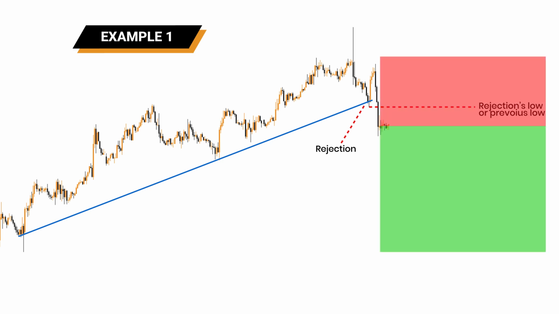We enter at the close of the candlestick that broke the trend line and the previous low and set our stop loss above the previous high and our target profit of 2 times the risks we set.